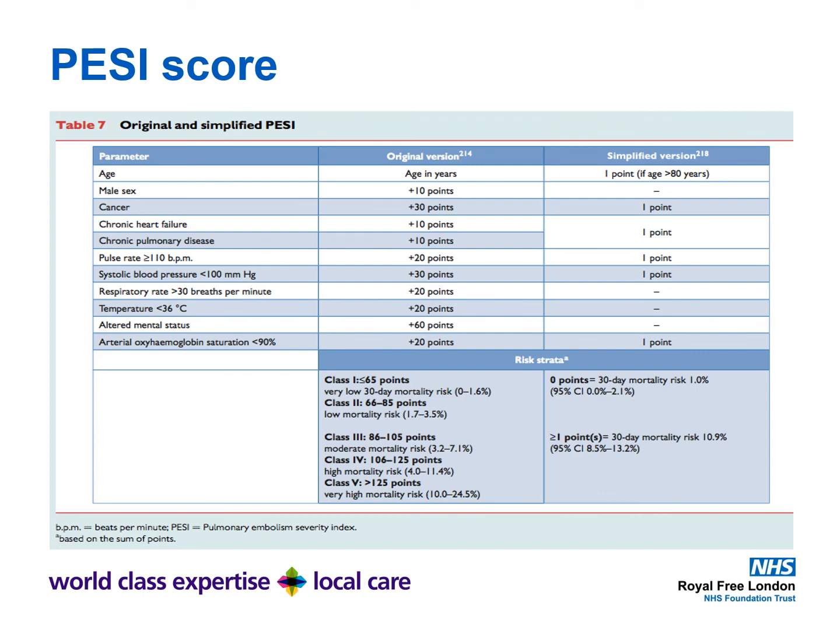So the simplified version, for example, looks at age, if the patient has active cancer, any cardiovascular disease, tachycardia, low blood pressure, and hypoxia. So, for example, if you have greater than 1 point, in the simplified PESI score, the 30-day mortality risk is 10.9%.